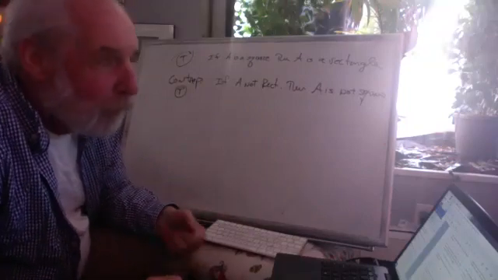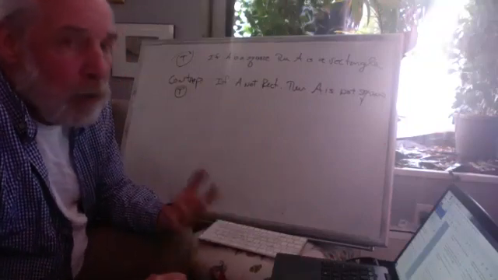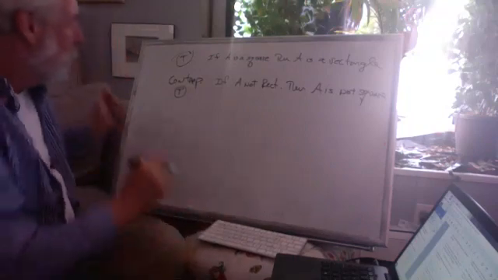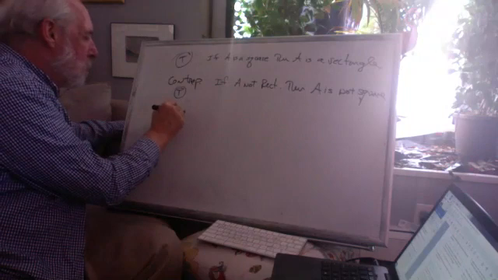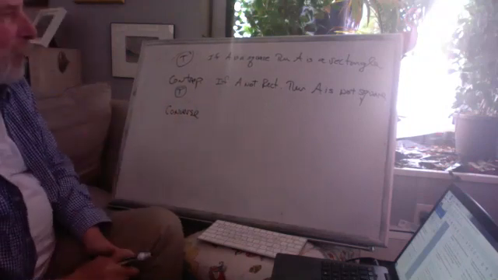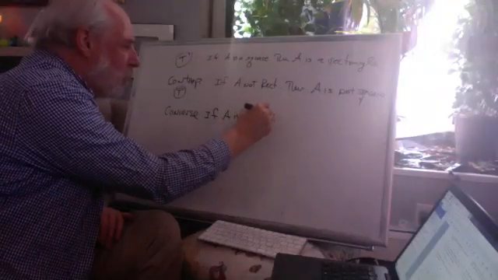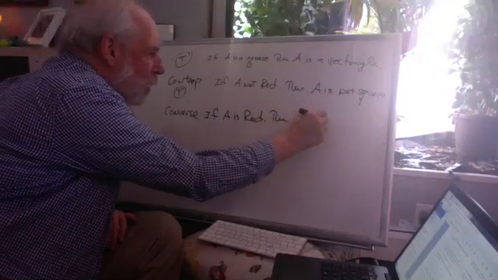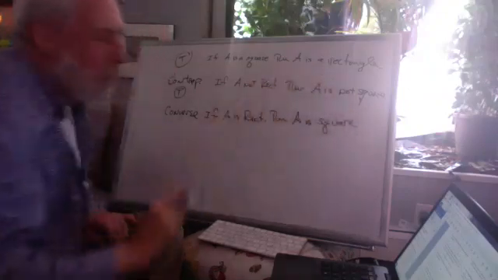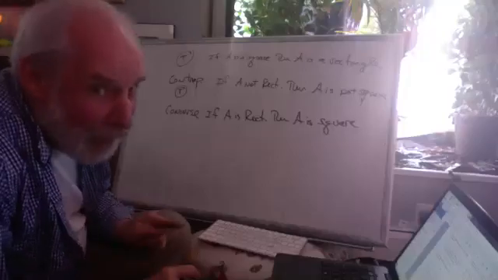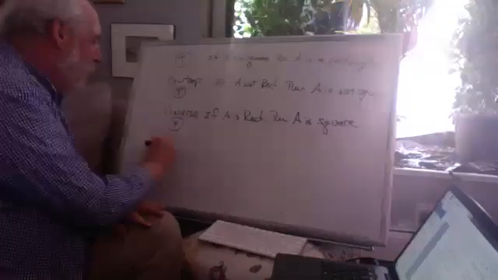So if it's a square, then it's a rectangle. If it's raining, then there's clouds. If it's a dog, then it's a mammal. Every one of those things is the exact same structure. And now we go to the converse. What's the converse of this? If A is a rectangle, then A is a square. And that statement is false. It could be true, right? Yes, it could be, but not guaranteed. So this is false.